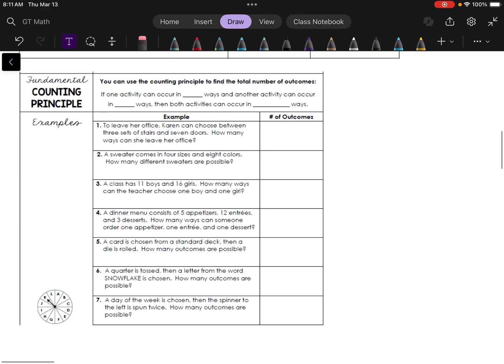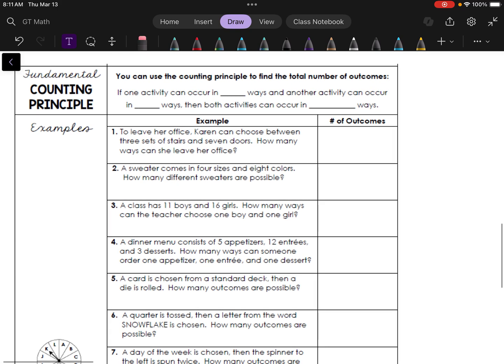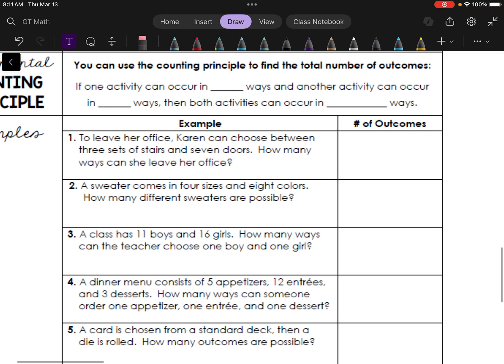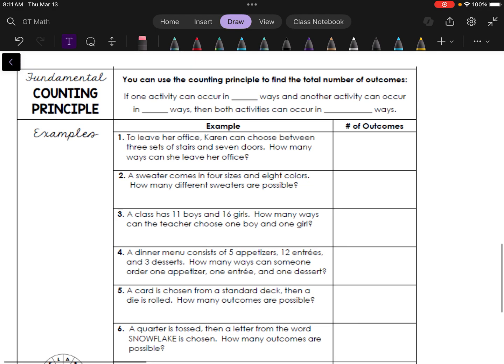Now, counting principle. Counting principle, okay, is kind of what we just did. It's just an easy way to find out how many total outcomes, right? We're not actually making a fraction. We're just trying to figure out how many total outcomes there can be, okay? Basically, what we are going to do is we are multiplying, right? That's the key here. You are multiplying, okay? Multiply to find out outcomes.